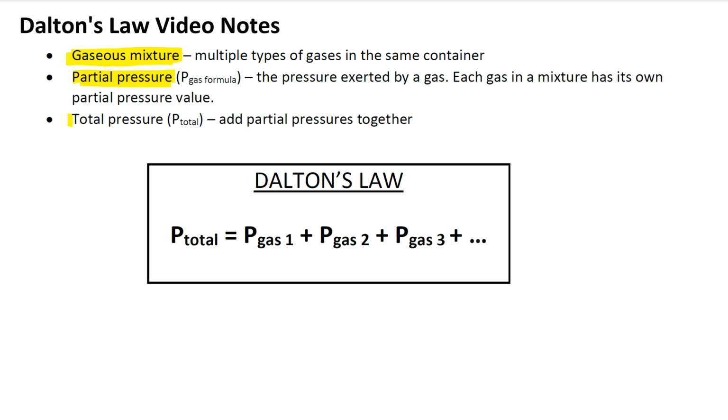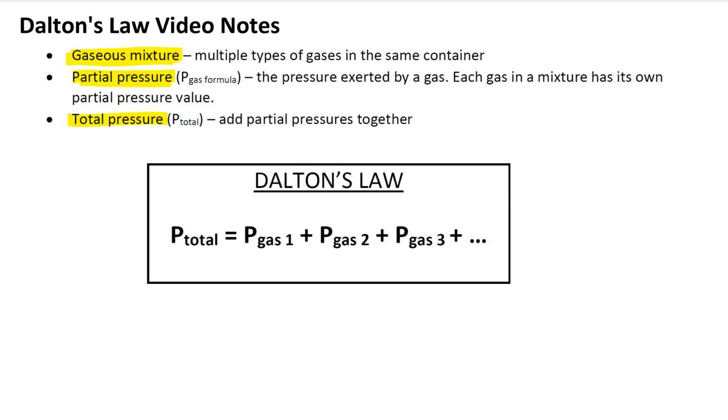And then we have total pressure, with a symbol again with a capital P, but this time as a subscript we write out the word total, or sometimes you're just going to see the capital T. This is when you add all those partial pressures of those individual gases together and you get a total amount of pressure in the container.